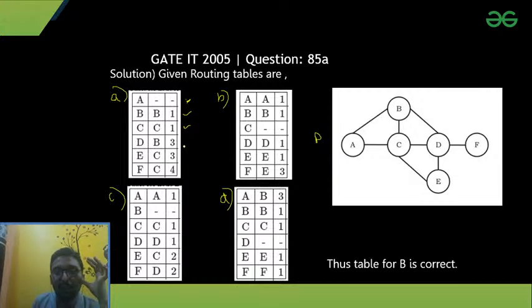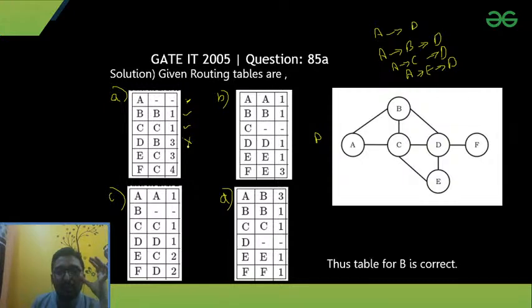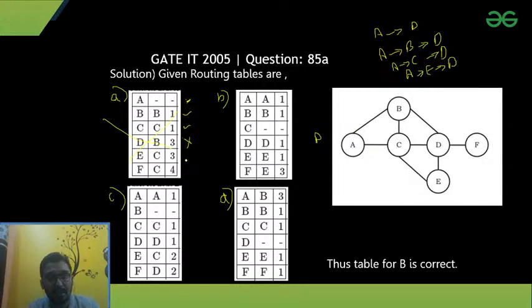Now the A to D distance it is telling us is 3. To reach D from A, we do not require three steps. We can just reach D via A to B to D, or A to C to D, or even A to E to D. The minimum is two steps. We do not require three steps. So this entry is wrong, so this table itself is wrong.